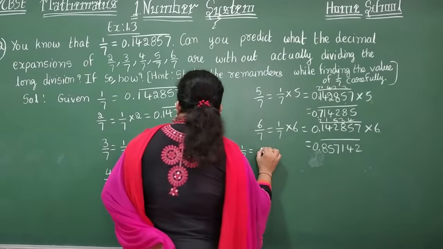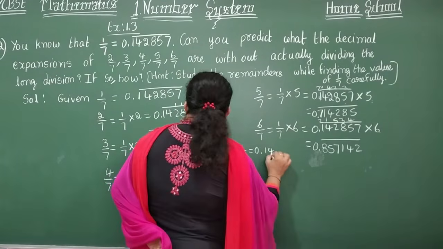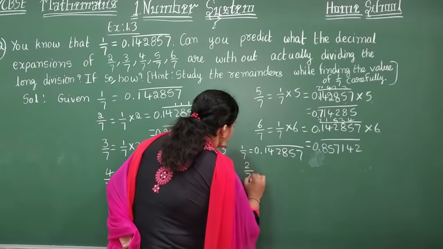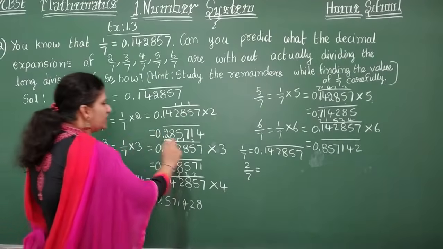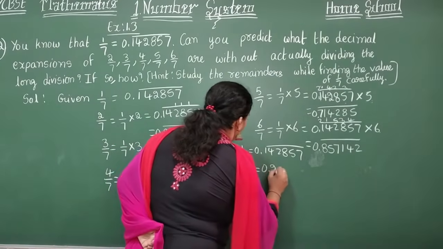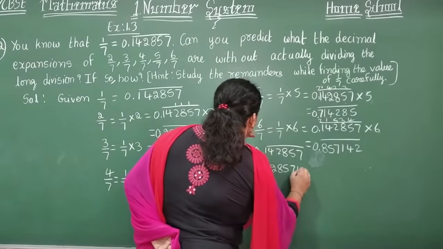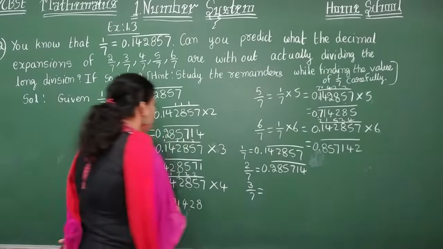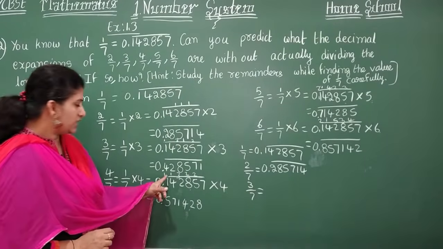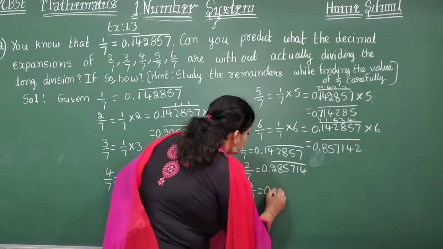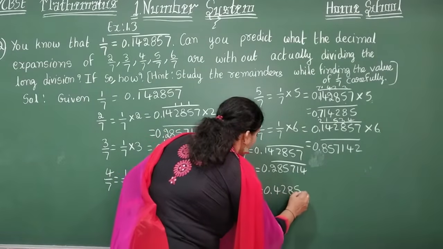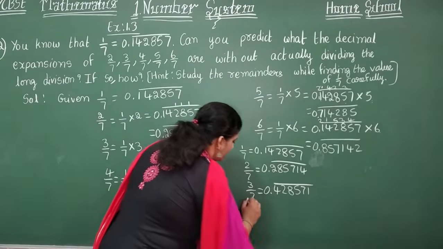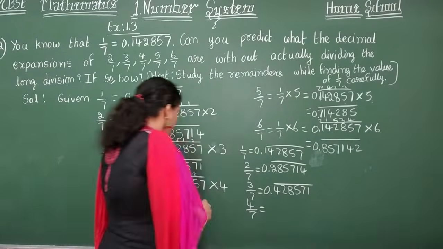1 by 7 is 0.142857 and 2 by 7, what is your 2 by 7 value here, children? 0.285714 bar. Again 3 by 7, what's your 3 by 7 value? 0.428571. Okay. Then 4 by 7. 4 by 7, what is your 4 by 7 value?